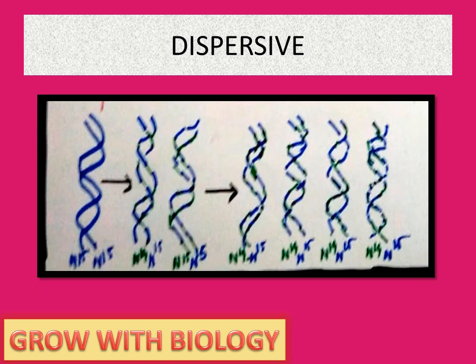When we talk about dispersive, it is a patchwork of both the parental and the newly synthesized strand. So parental is N15 or blue color strand. Now the new strand which is synthesized is green color. So some part is blue, some part is green. So it is a patchwork of the parental and the complementary strand.